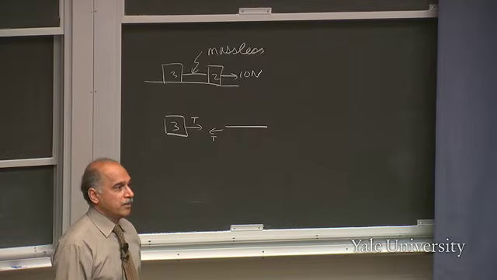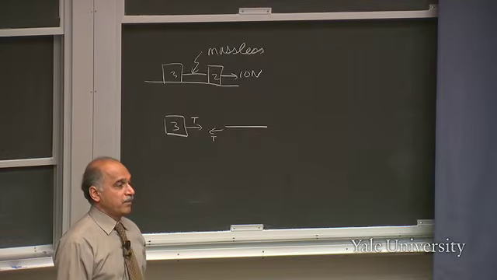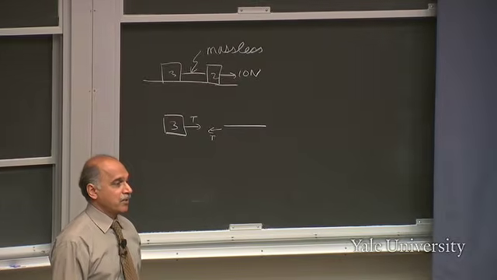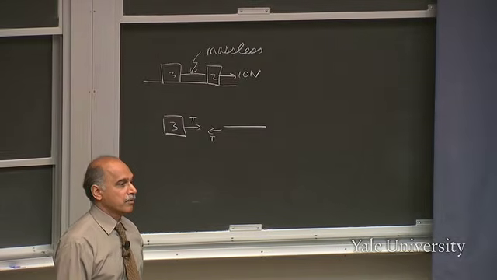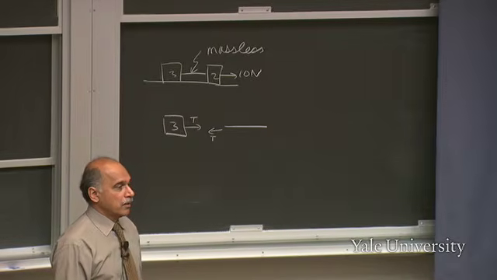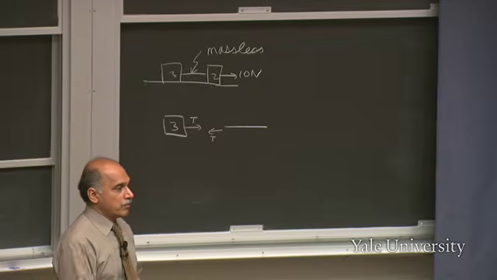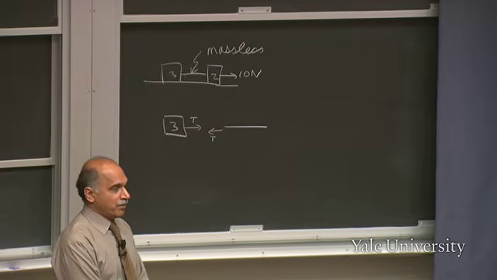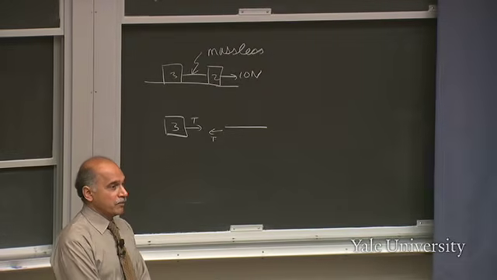Who said T? And why is it definitely T and not something else? What would happen if it's something else? If it was greater, the rope would snap. Well, if it was greater, it won't snap, but something else will be a problem. Yes?